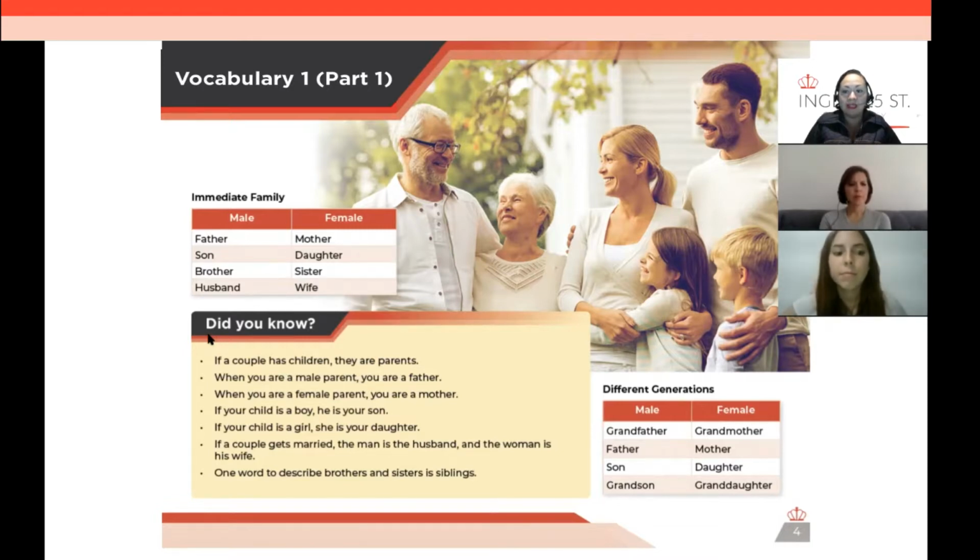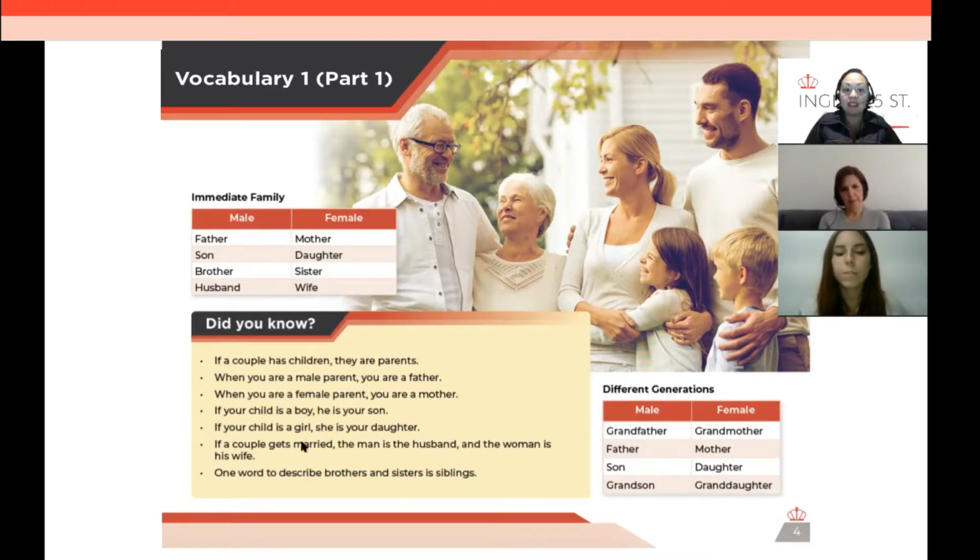But it says, did you know if a couple has children, they are parents? So if I'm going to have a baby and my husband is going to have a baby too, then we are going to be parents. When you are a male parent, you are a father. When you are a female parent, you are a mother. If your child is a boy, he is your son. If your child is a girl, she is your daughter.